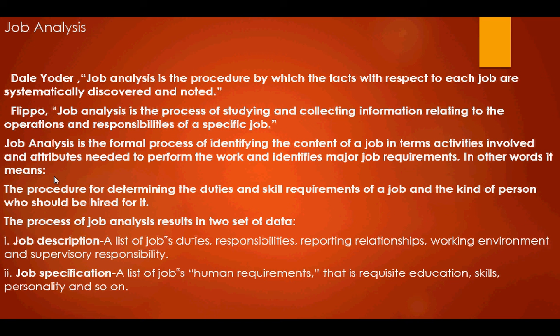The process of job analysis results in two sets of data: one is job description and the other is job specification. Job description is a list of job duties, responsibilities, reporting relationship, working environment, and supervisory responsibilities, etc. Job specification is a list of job human requirements, that is, requisite education, skills, personality, and so on.